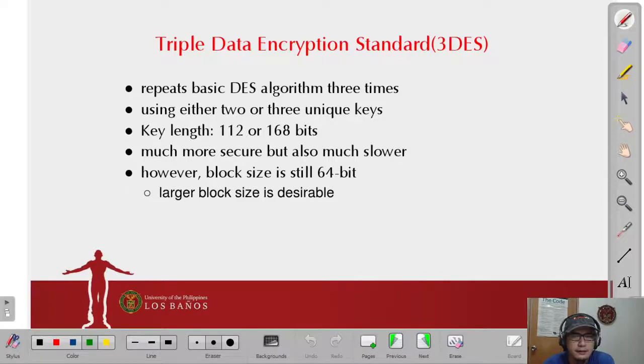Then triple DES repeats the basic DES algorithm 3 times. It's using either 2 or 3 unique keys. We'll discuss this in chapter 20 of the textbook. The key length is much more secure, but it's slower because it calls the DES algorithm 3 times. The block size is still 64 bits, and ideally, a larger block size is desirable.